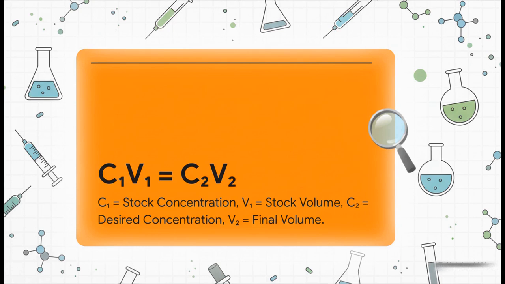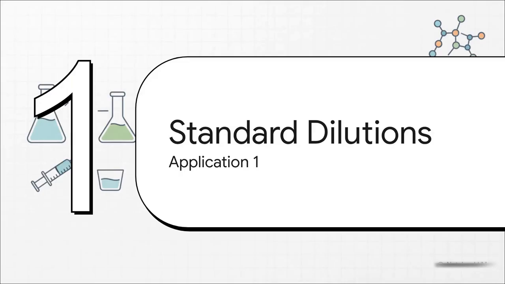Just think of it like a balancing act. C1 is the concentration of your starting solution, your stock. V1 is how much of that stock you're going to use. On the other side of the equation, you have C2, which is the concentration you want to end up with, and V2, which is your total final volume. C₁V₁ equals C₂V₂. Seriously, commit this to memory. It's the foundation for everything that follows. All right, theory's over. Let's put that master key to work.